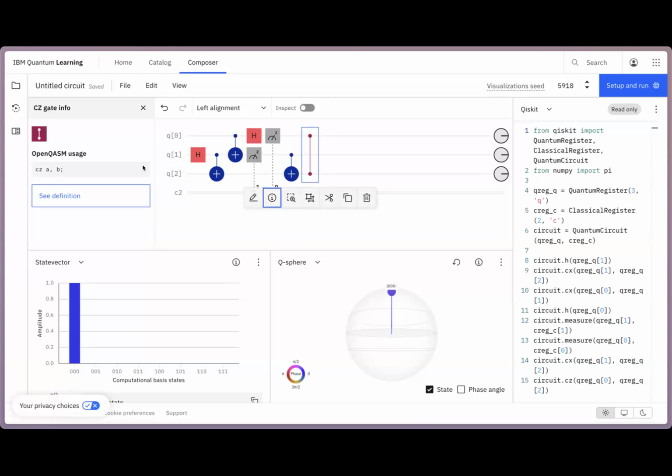On the left, you can see the CZ gate. And once you're done with the circuit, you can verify the code on the right. It should correspond to how the circuit looks. And on line 15, we have the CZ being applied, conditioned on the first qubit and acting on the third qubit.